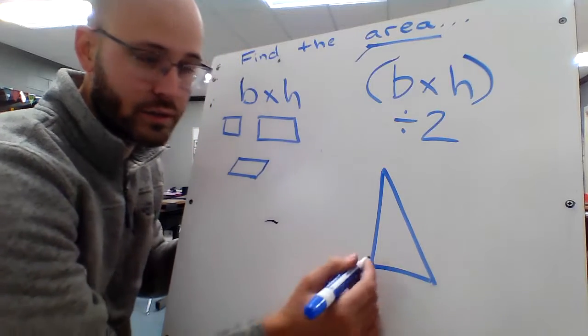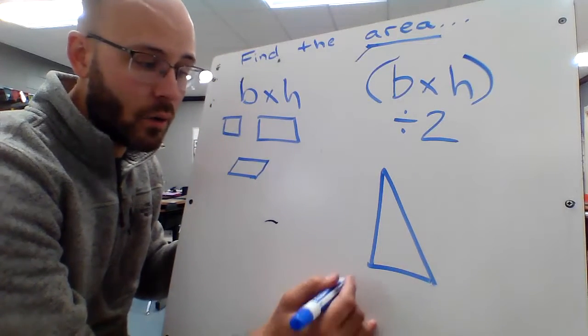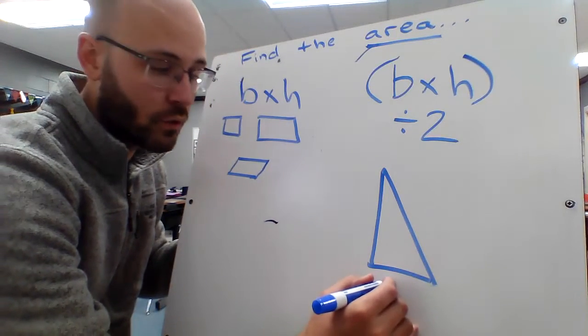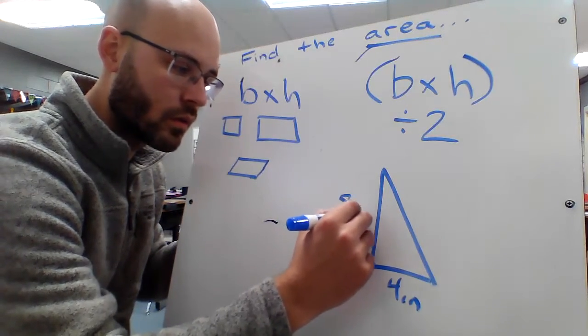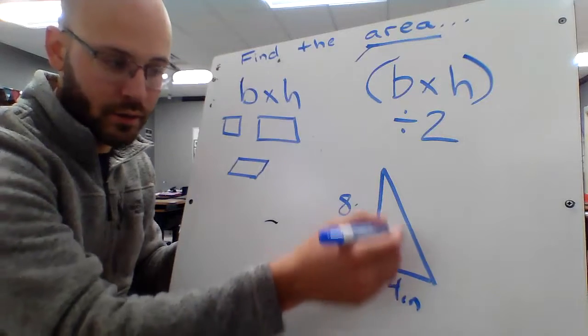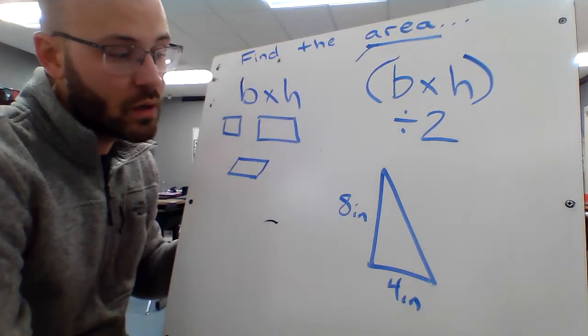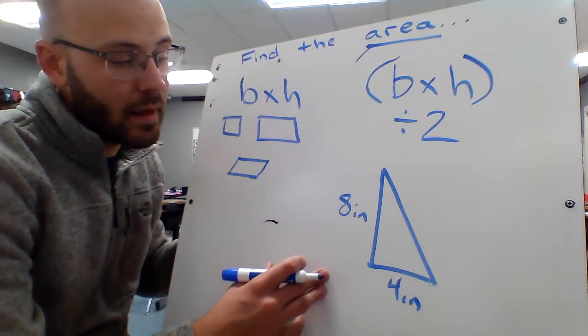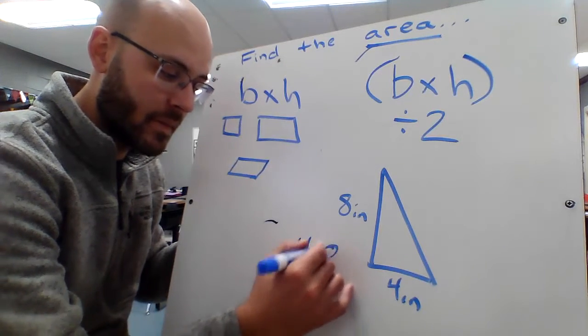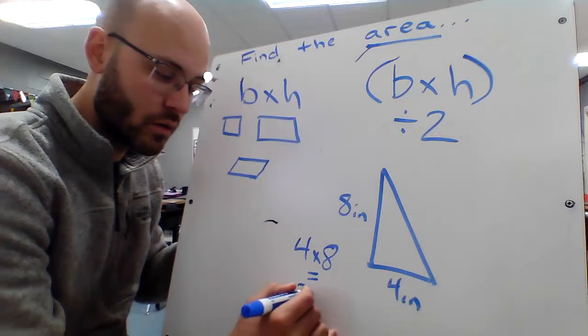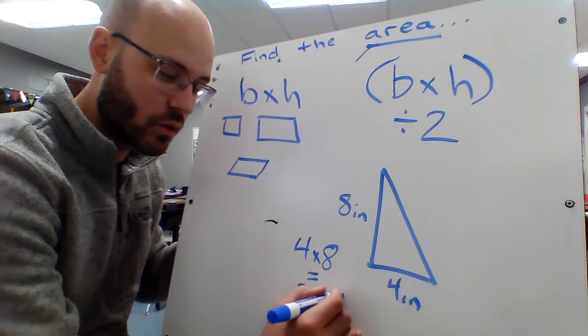Okay, it's a right triangle. It's got a right angle right here. Now, if this was a 4 inch by 8 inch, it'd be really tough to draw on the square inches in this one. Now, it's divided by 2, because if I go 4 times 8, that gets me 32 inches squared.